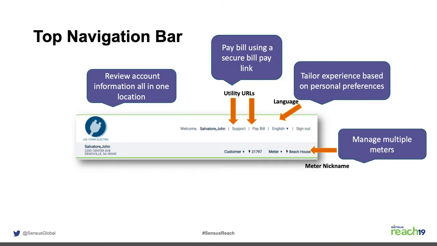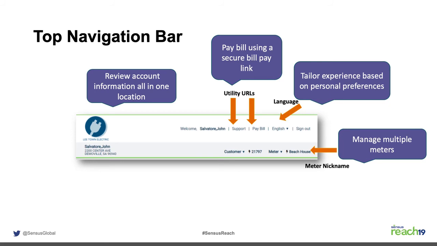All right, so let's just break down that page just a little bit. I talked about a couple of these. So on the top nav, you can review account information all in one location. You're going to see your name as it appears on your account. You're going to have your utility URLs, again, configurable for whatever utility that you're at. You're going to have your language change out.